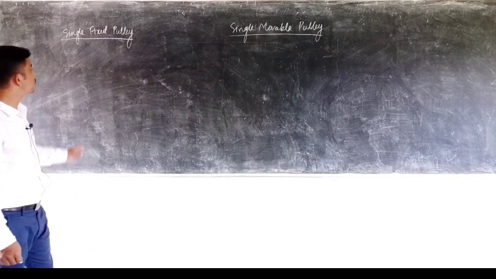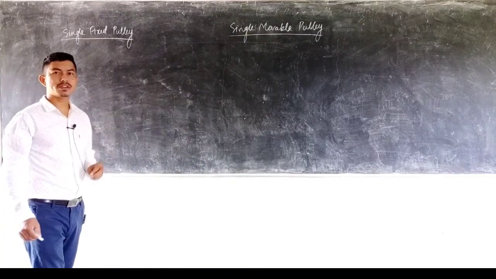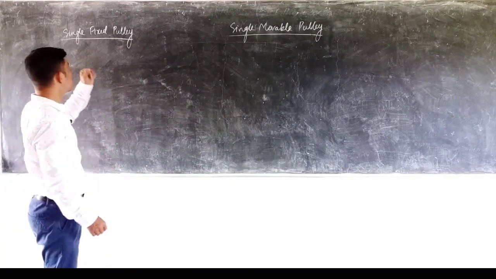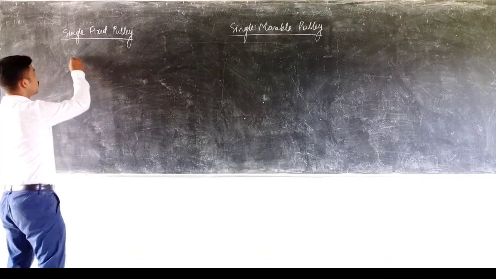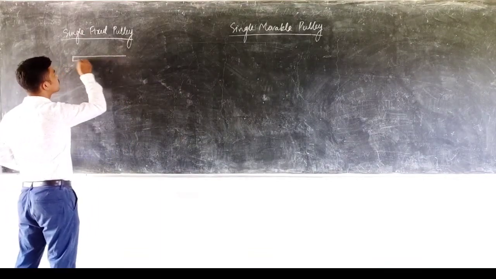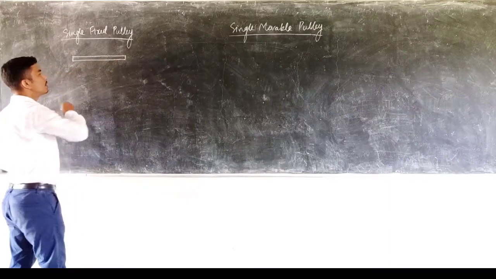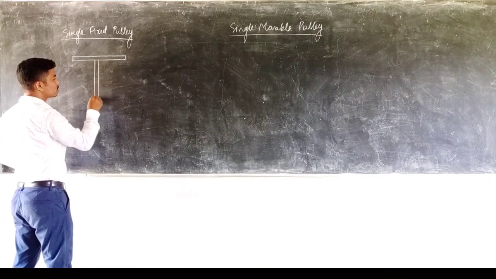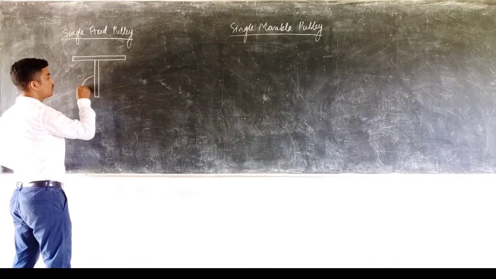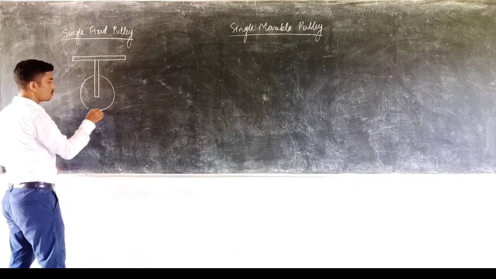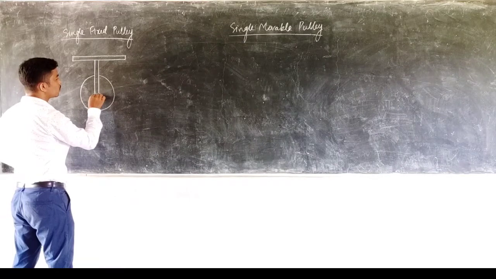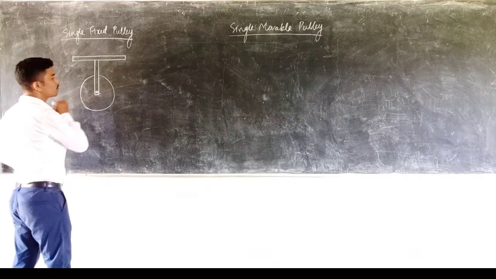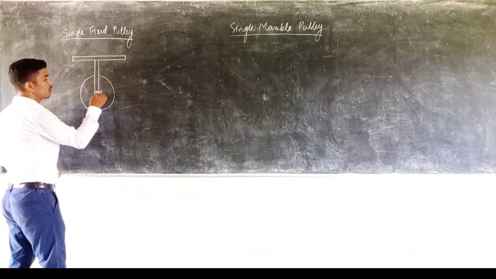So in a single fixed pulley, the axis of rotation remains fixed, just like the name says. So how to draw it? You draw one fixed base, and then we draw it like this, such like a T. And then we draw a pulley here. So this is how we draw a single fixed pulley, this A being the axis of rotation.